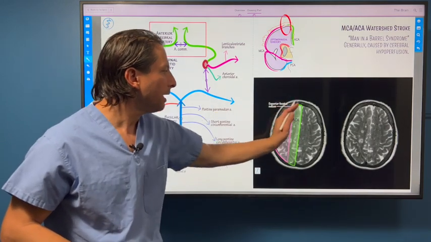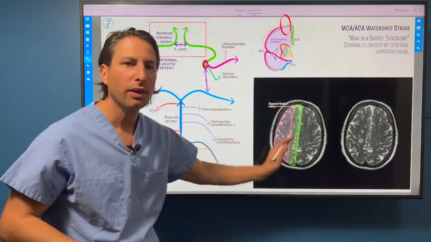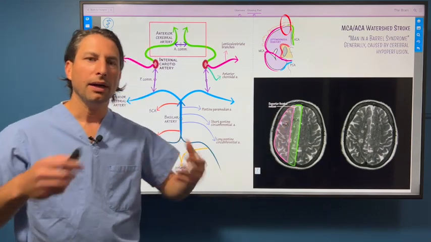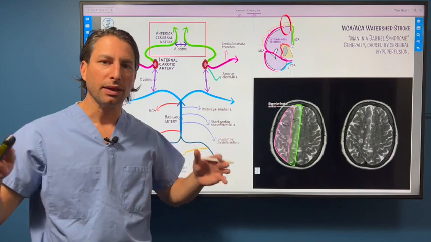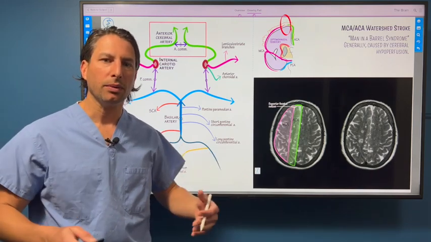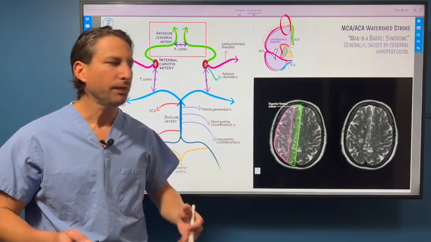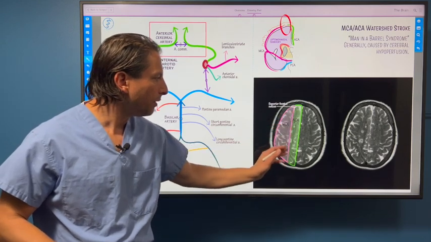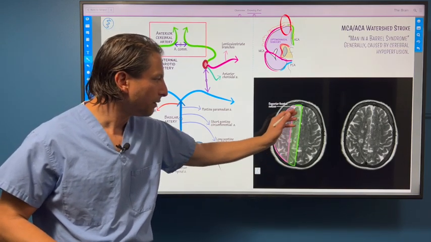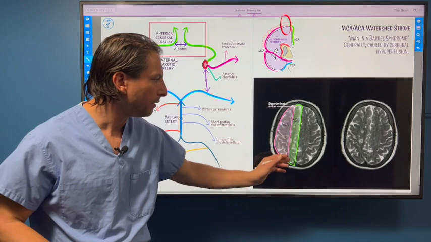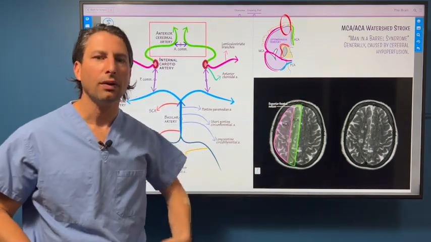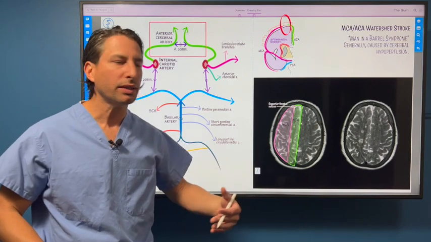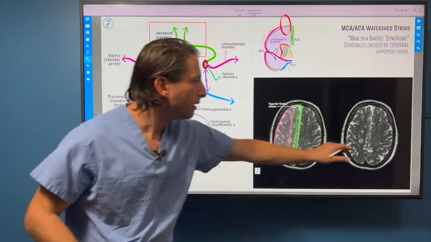Now, this is what's called a border zone or watershed infarct. So think about a garden with sprinklers. The perimeter of what the sprinkler covers is going to be the most vulnerable to a reduction in pressure. So this is the perimeter of what each of these sprinklers is covering, this region right in here. So if there's cerebral hypoperfusion, a loss of blood or a reduction of blood pressure, this is going to be the area that's vulnerable.